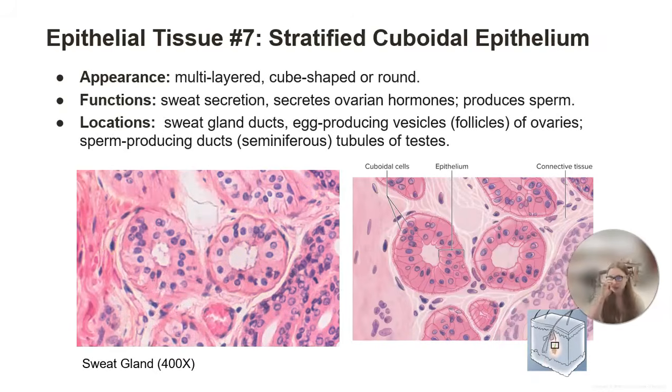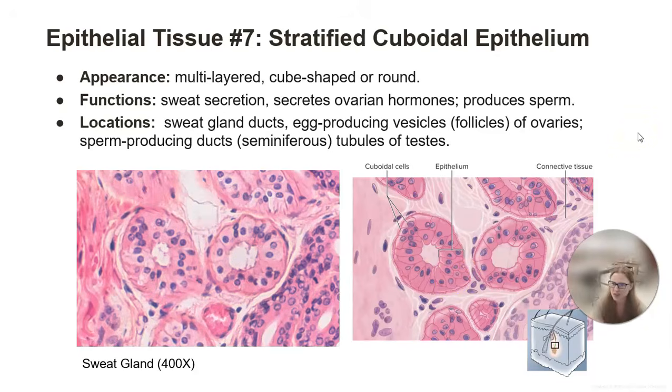Next up, we have stratified cuboidal epithelium. This is, like its name suggests, stratified. That means many layered. Cuboidal, roughly cube-shaped in appearance. This is an epithelial tissue type that is multi-layered with cube-shaped, or sometimes, due to smushing around of other cells, more round in shape epithelial cells.